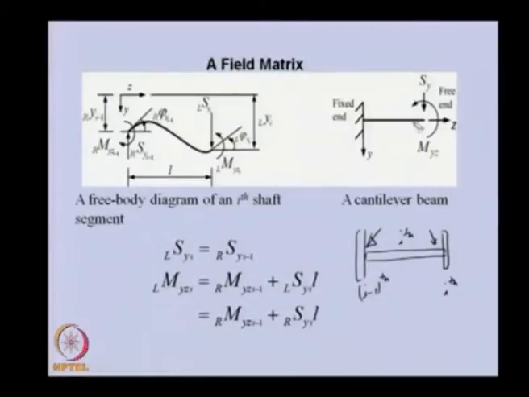Now in the second case, we will consider the shaft as rigid, and then we will give these two displacements, the y and phi displacements, to this end of the shaft, which in the second case we are considering as rigid.